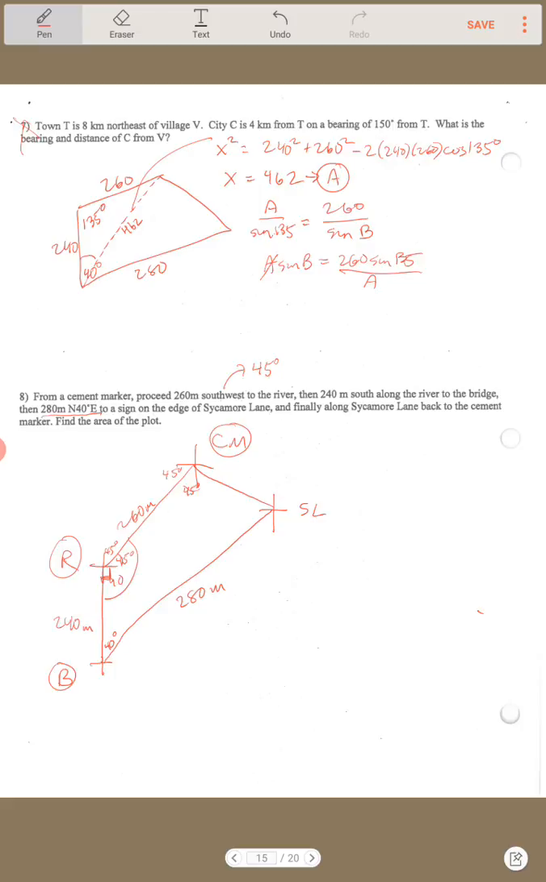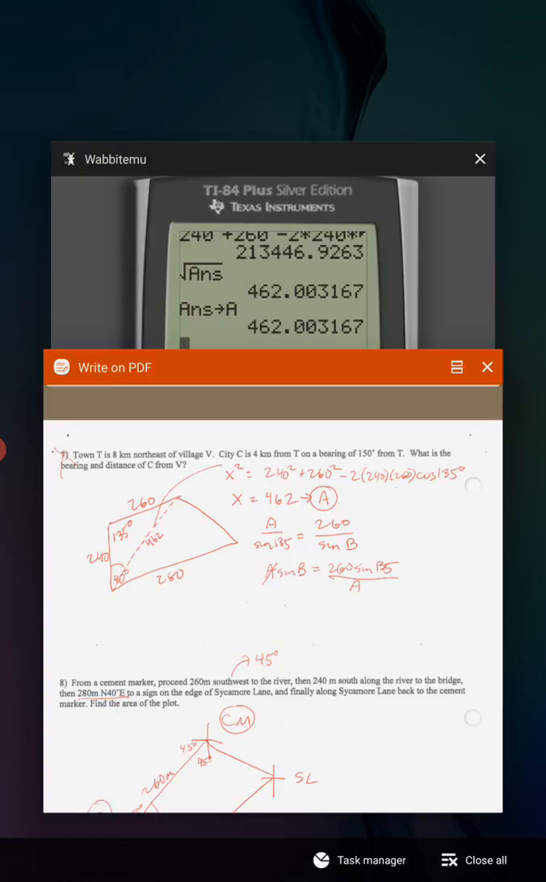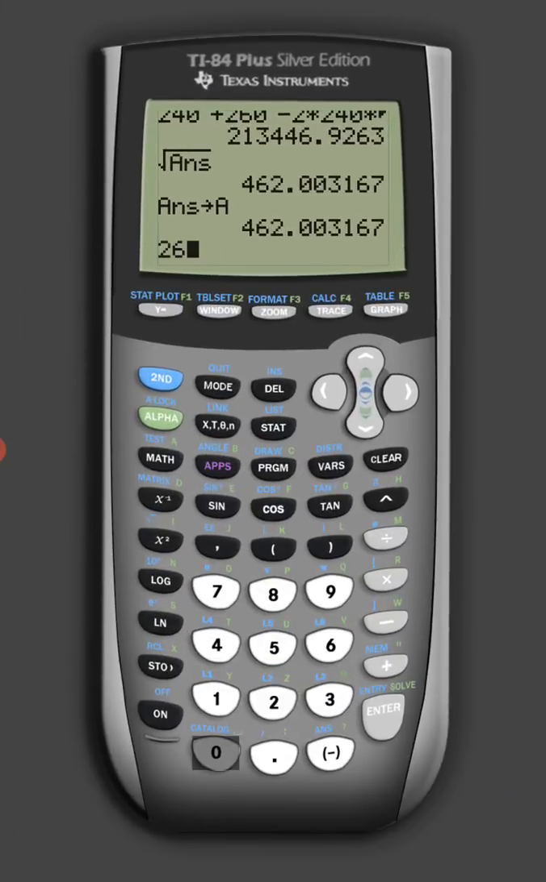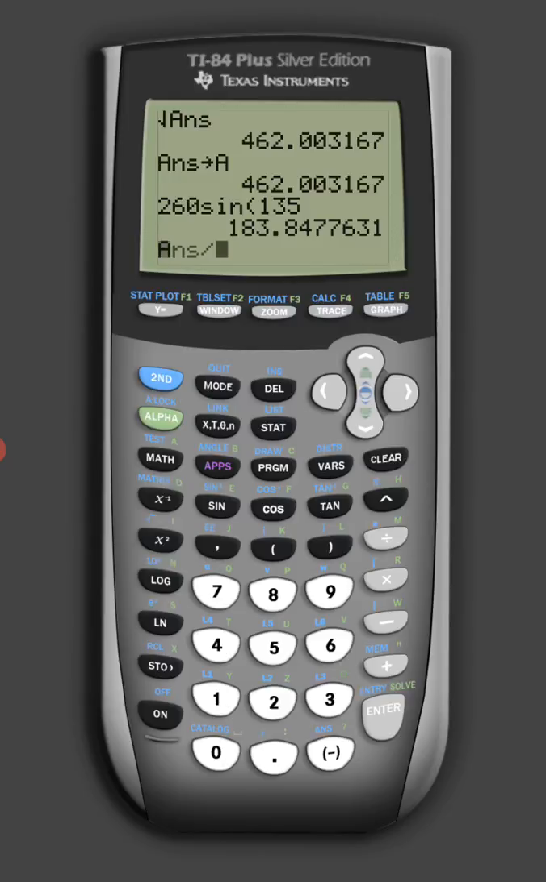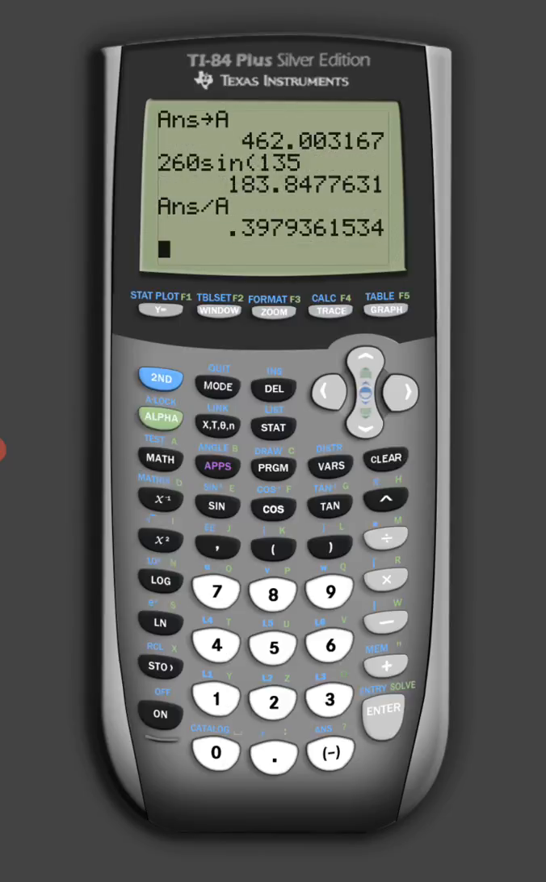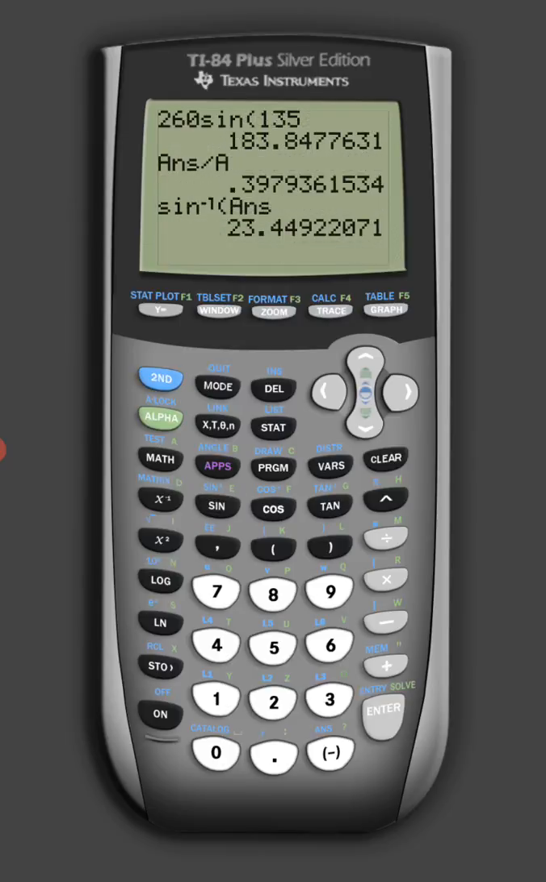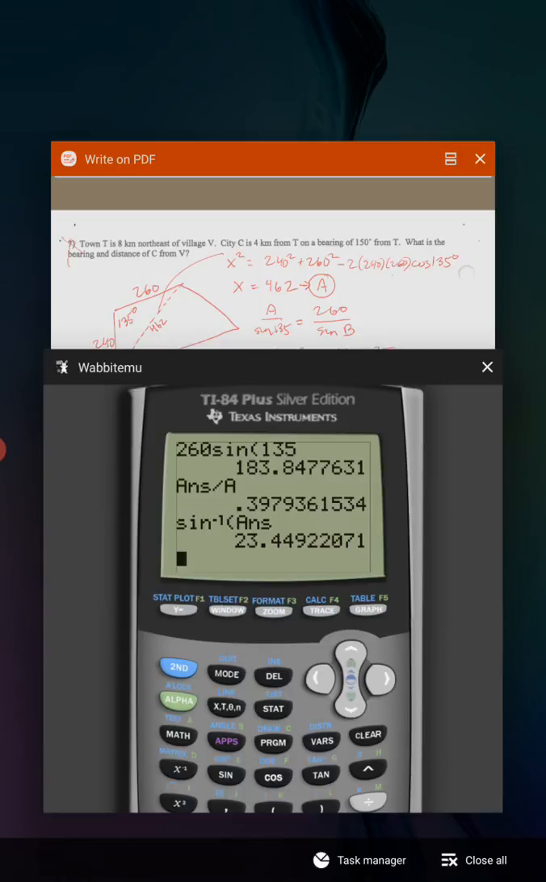So 260 sine 135. I'm going to take that answer and then divide it by my alpha A, the answer I had from before, and we'll get 0.397. Keep in mind that was the sine value of it. I want to find angle B, so I need to arc sine that answer. That'll give us an angle measurement of 23.449 degrees.